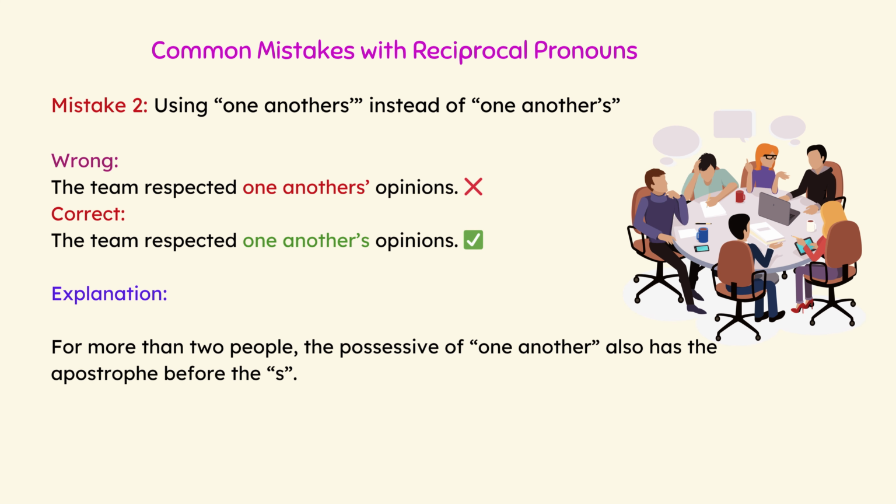Let us look at another common mistake with reciprocal pronouns. Mistake 2: using one anothers' instead of one another's. The team respected one anothers' opinions is wrong. Correct sentence is: the team respected one another's opinions. For more than two people, the possessive of one another also places the apostrophe before the s, just like each other's. Tip to remember: always write one another's with the apostrophe before the s to show possession correctly.